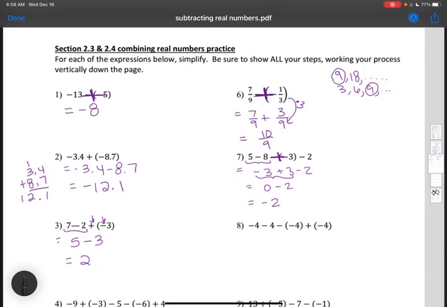Sometimes people don't see that negative. That's really important, okay? So that negative does count. It is a -2, so it's a -2 for your final answer.